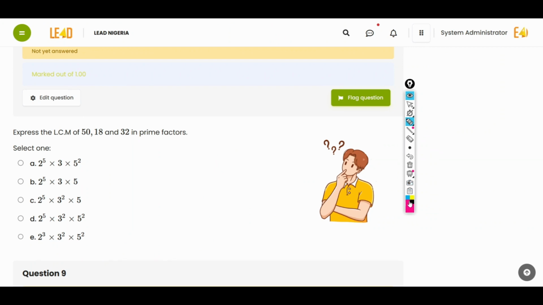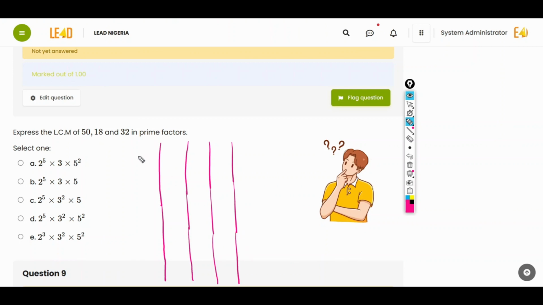Express the LCM in prime numbers. Okay, let's do that. So the LCM of 50, 18, and 32 is probably going to be quite long. I can go on and start with 2. I would have 25, 9, and 16. I can still keep using 2 because of 16. So 2, 25, 9, and 8.